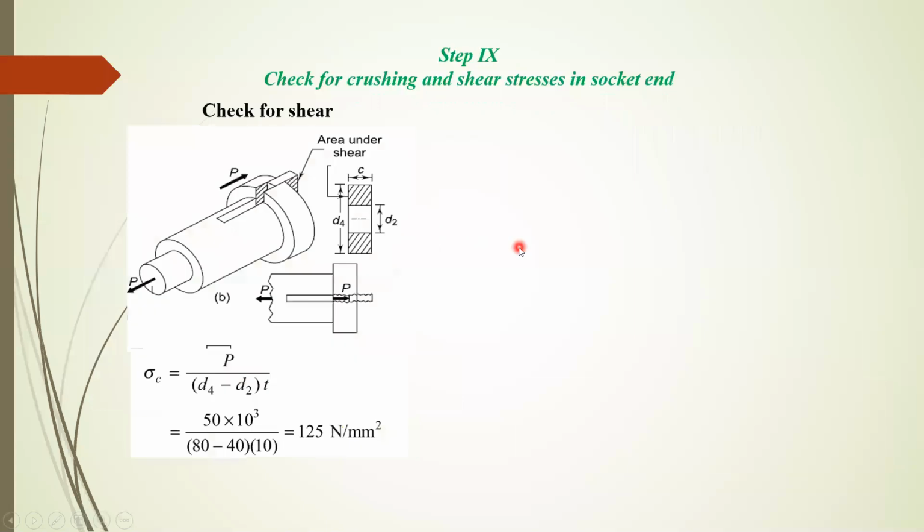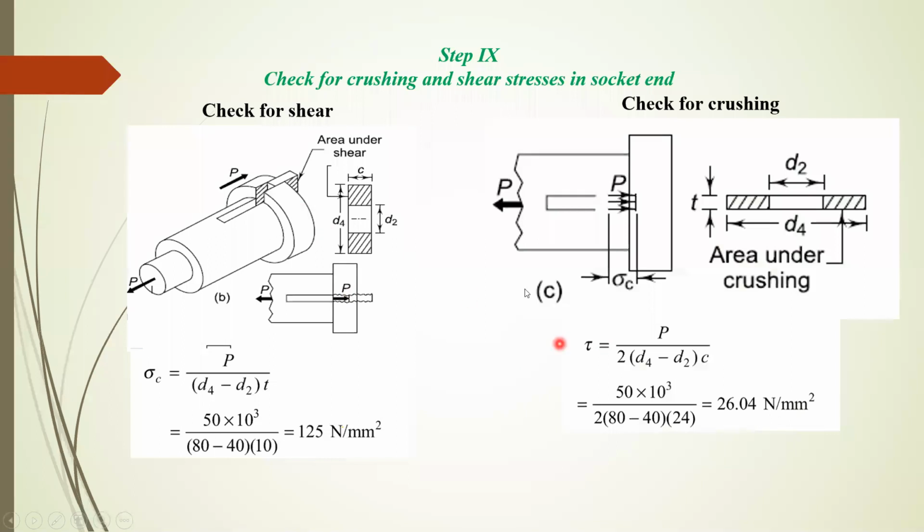And again we have to check the socket end also. In a similar way we check the socket for crushing as well as shear. So this is the socket diagram. You can see here the shearing; we have to check for the shearing. Then this is the shear area. That shear area derivation we discussed. Sorry, the diagrams are interchanged somehow. So the shear stress equation is here: shear stress is P divided by area. We have to calculate that shear stress, and it is 26.04. And for crushing stress, this one is the crushing stress. Here again it is force divided by area, and the crushing stress is 125 Newton per mm square.